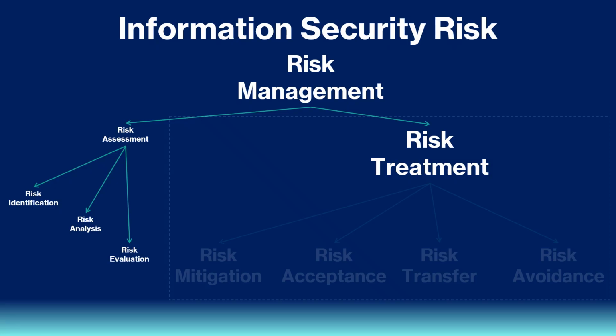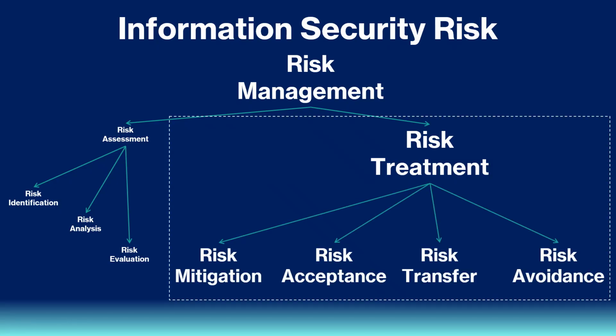Alright, so now that we have assessed our risks, it's time for the next stage, risk treatment. Risk treatment generally involves four strategies: risk mitigation, risk acceptance, risk transfer, and risk avoidance. Today, we will discuss all these four. Let's start with the first one, risk mitigation.